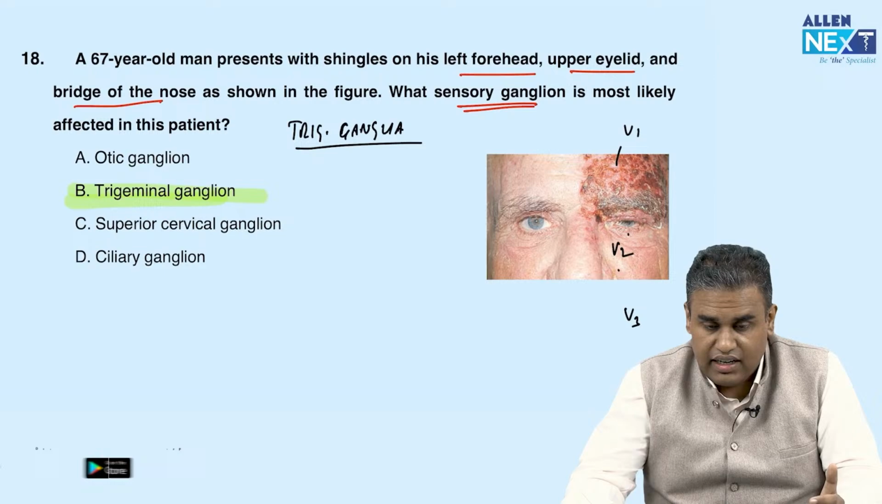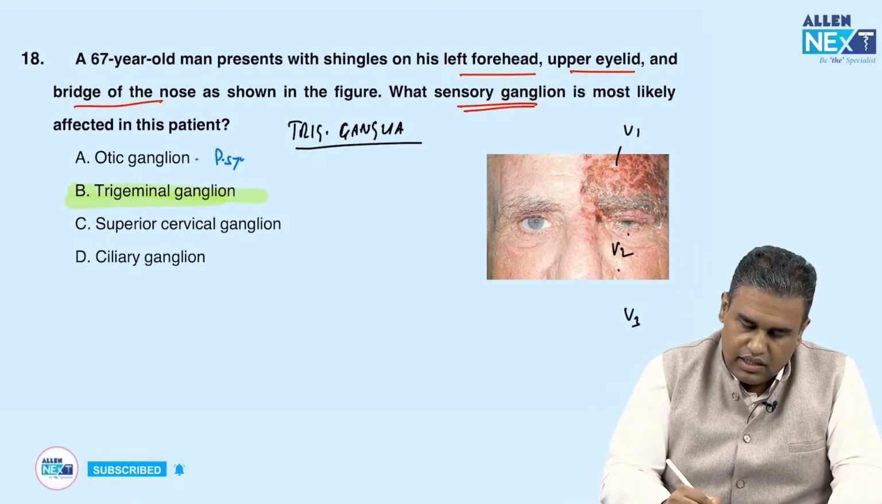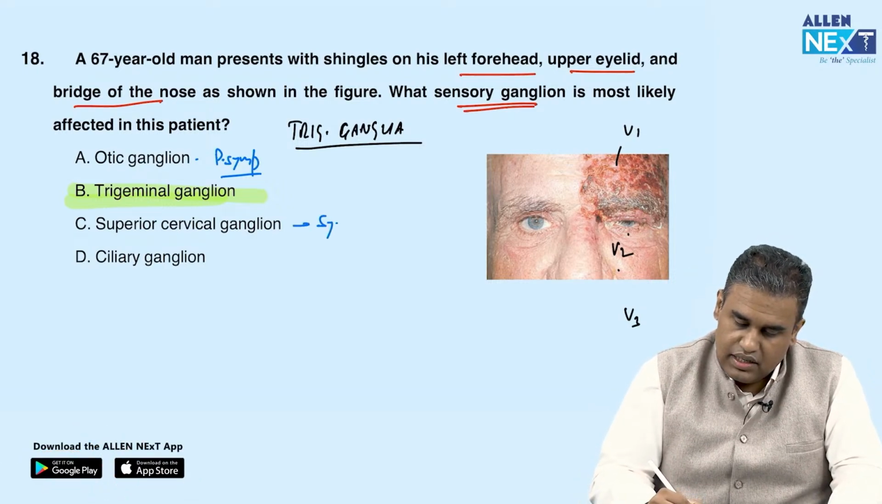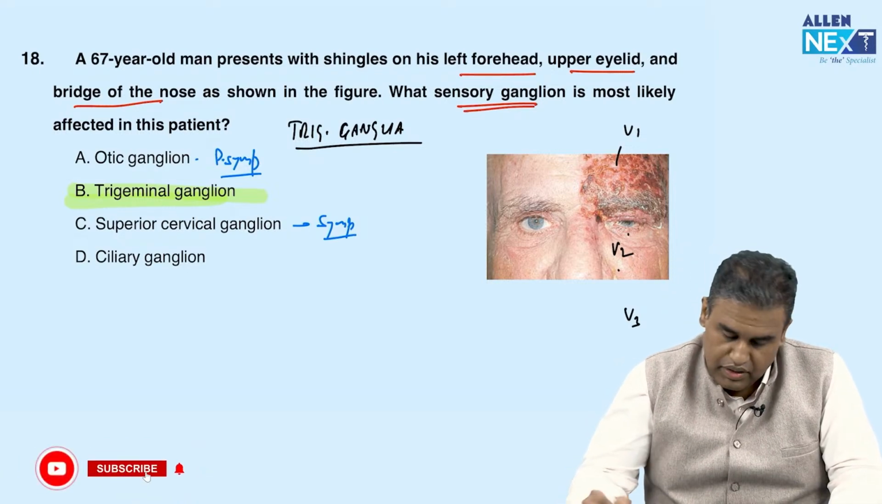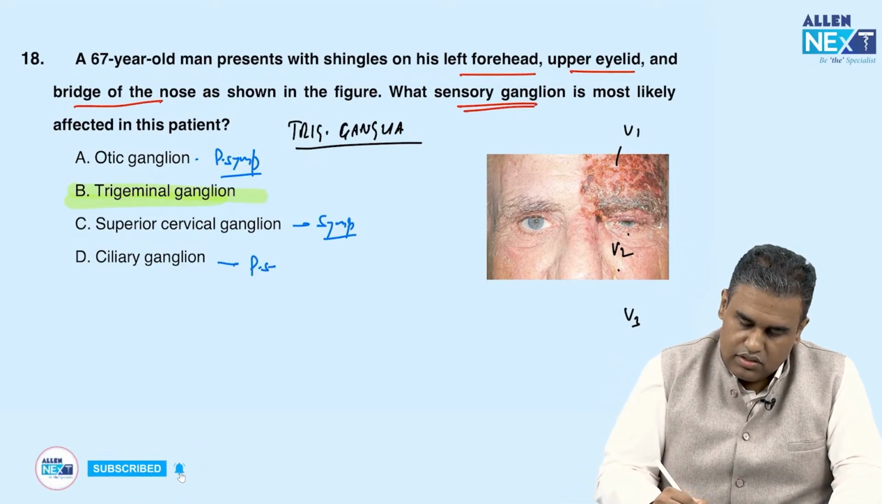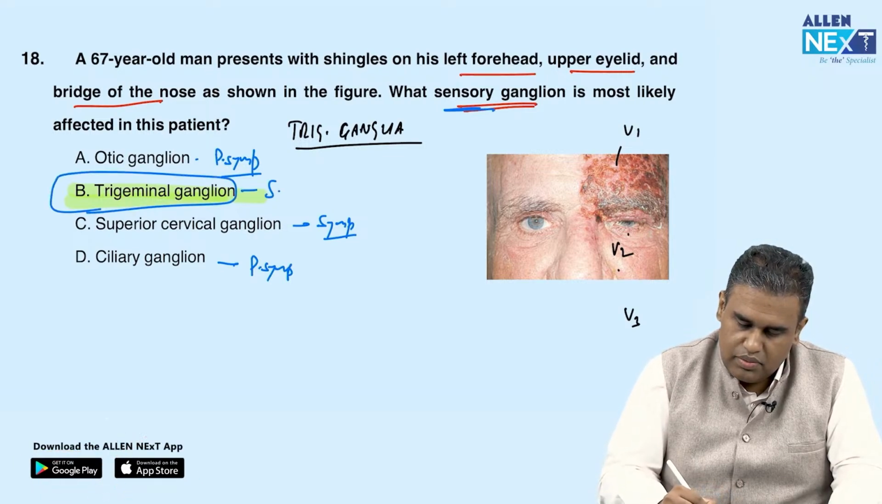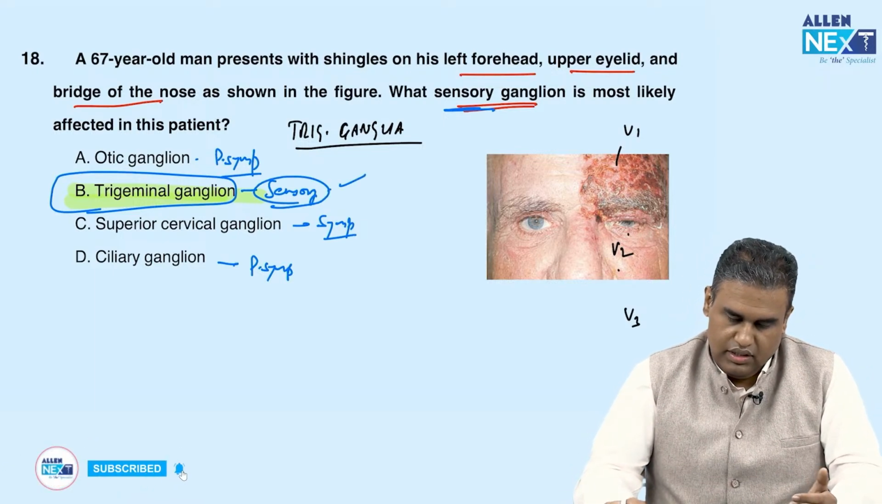asking you. It might look like a very difficult question, but see, otic ganglia is a parasympathetic ganglia, for the parotid gland. Superior cervical is a sympathetic ganglia. There are 3 cervical sympathetic ganglia: superior, middle, inferior. Celiac ganglion again is sympathetic. So what we are left with, we have to look for a sensory ganglia. This is the only sensory ganglia in the options. So go with it. Right, shingles over here is the case.